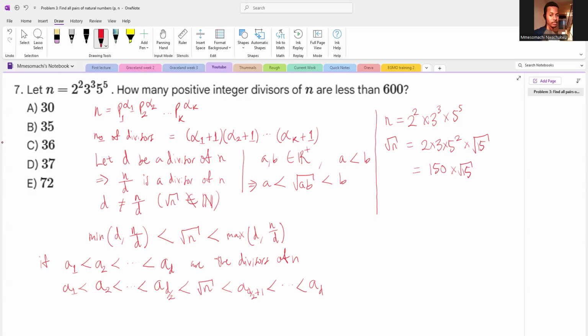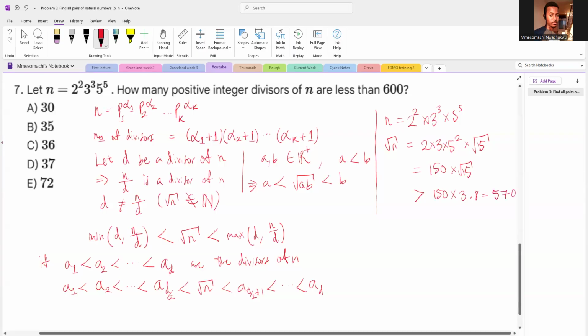The square root of 15 is greater than 3.8. So we can say this is greater than 150 times 3.8, and 150 times 3.8 is equal to 570. So basically the square root of n is bigger than 570. But it's easy to see that 570 does not divide n. That can be seen quickly.